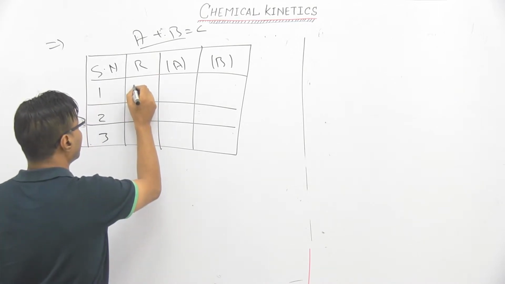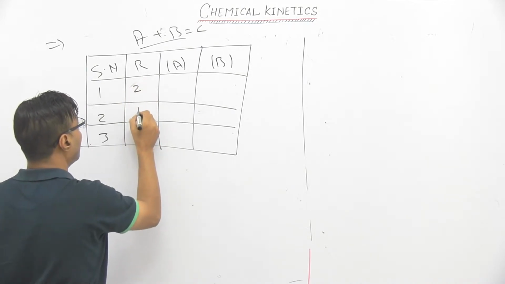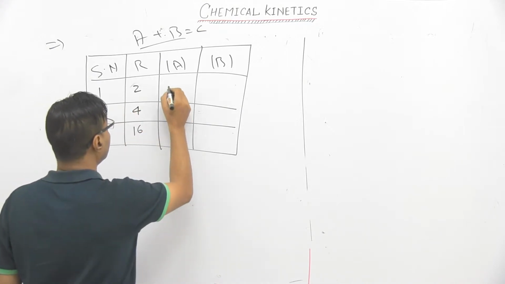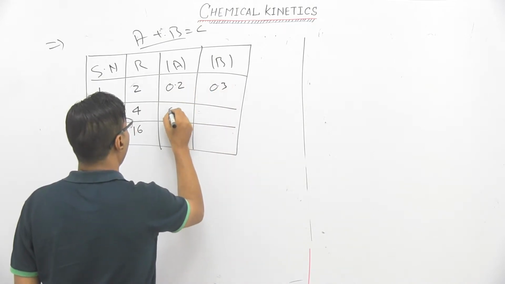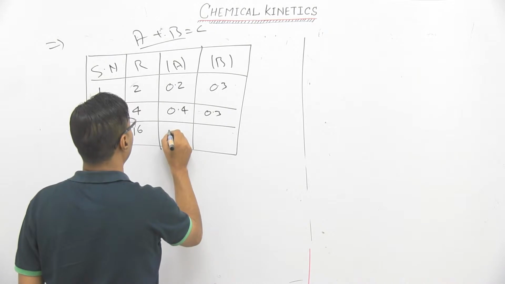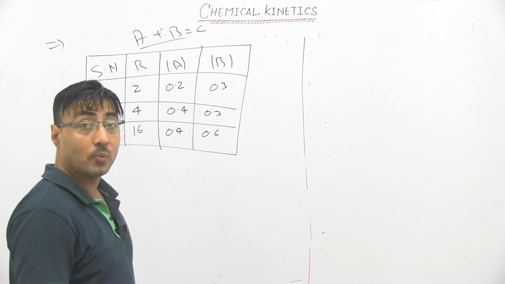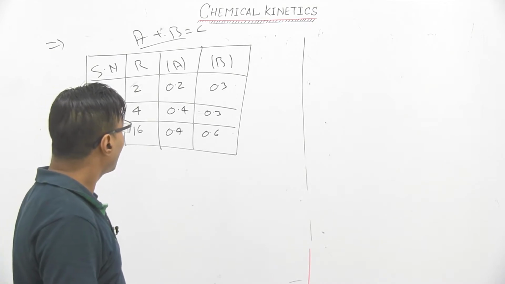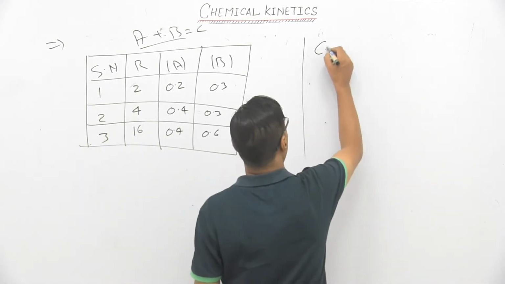In this case, what will happen? Suppose we are writing 2, 4, 0.2, 0.3. So what we have learned in the CBSE method is not required and we can solve it without that method. I am telling you what we learned in that method.